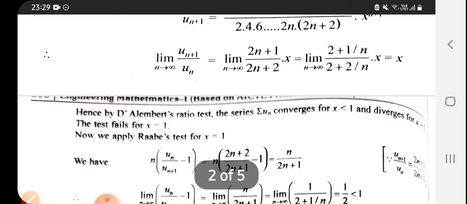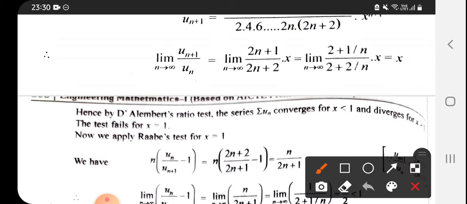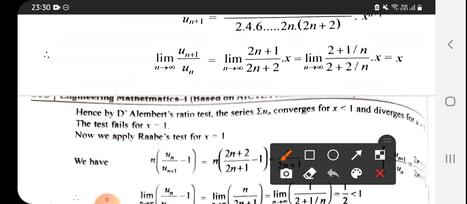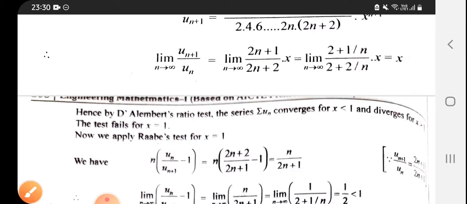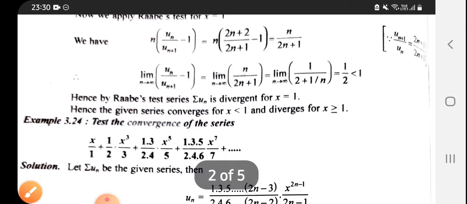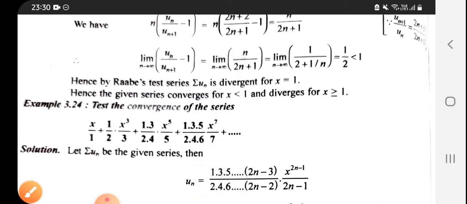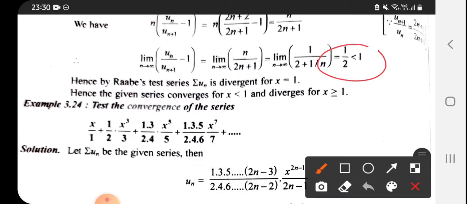This converges when x is less than 1, diverges when x is greater than 1, and for x equal to 1 this test fails. And then we apply Raabe's test, n multiplied by (un upon un plus 1 minus 1). So this is the expression, and applying the limit we get 1 by 2, which is less than 1. Therefore by Raabe's test the series is divergent.